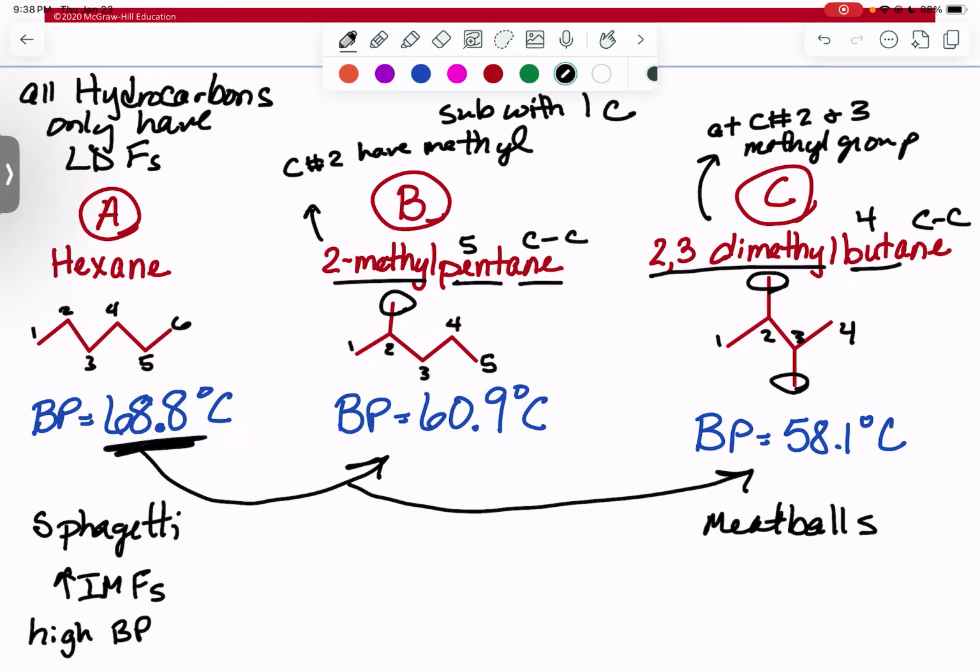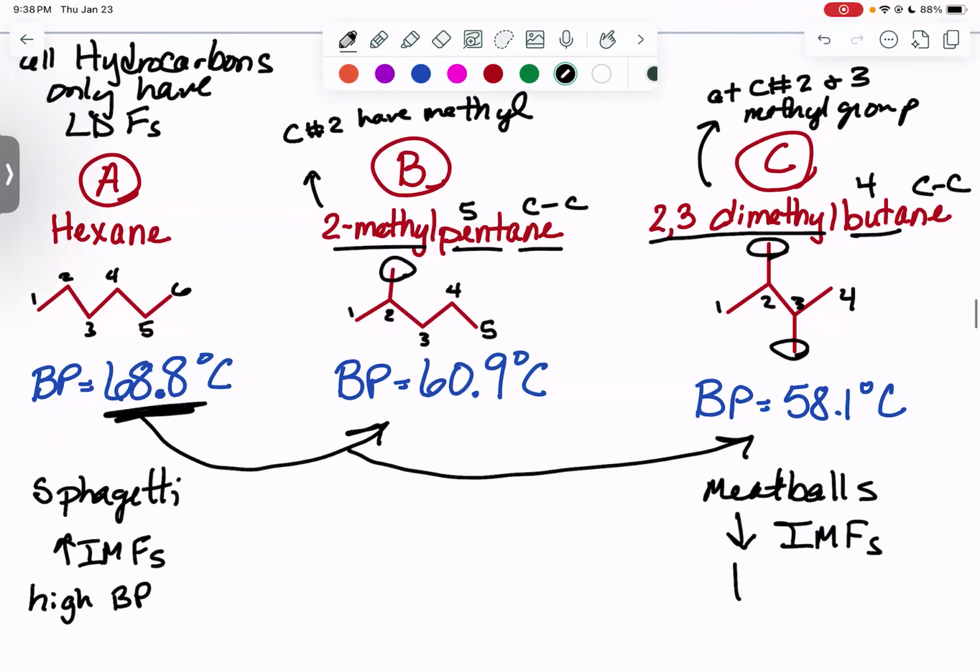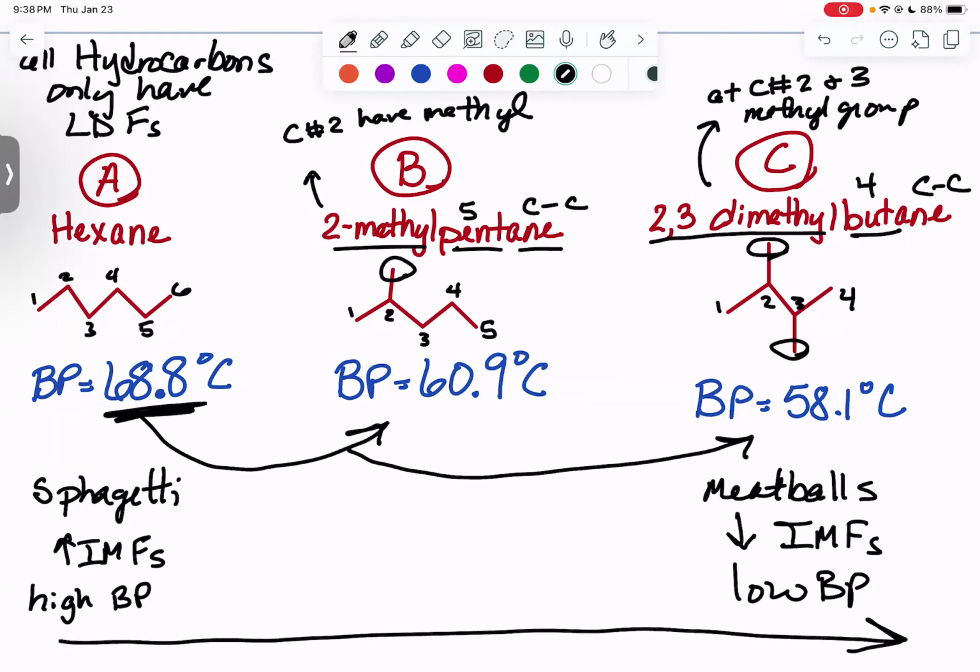So if you had a bowl of meatballs, how much contact do each of those meatballs have with one another? Not very much, right? They're not touching each other very much. So this has relatively low intermolecular forces, so it's going to have a low boiling point. And then 2-methyl pentane is somewhere in between, right? So as we go this way, we are decreasing our amount of intermolecular forces, and therefore we are decreasing our boiling point.